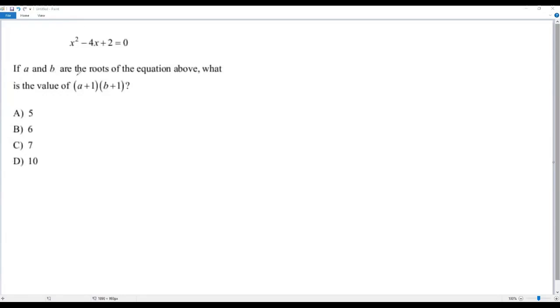Here we have a set math problem. Okay, let's go to the question. x² − 4x + 2 = 0. If a and b are the roots of the equation above, what is the value of (a + 1)(b + 1)? Here we have a quadratic equation, and also we have the two roots of this quadratic equation.